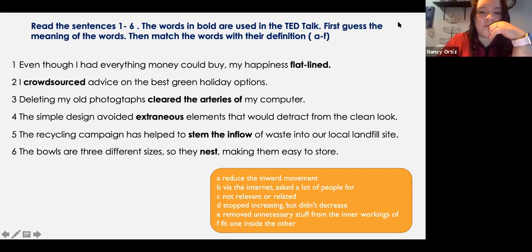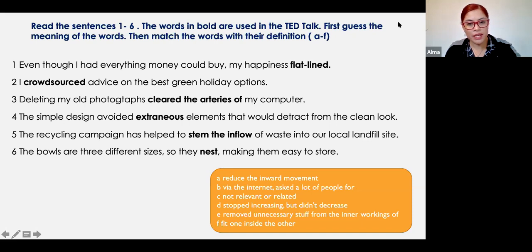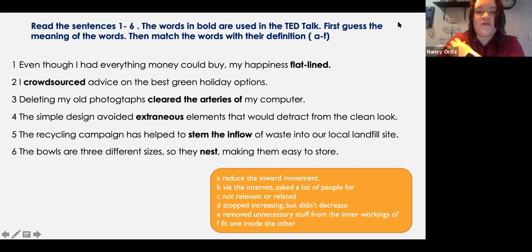Yes, the simple design avoided extraneous elements that would detract from the clean look. And this is not relevant or related. Not relevant or related. Very good. Excellent. Next one, Laura.